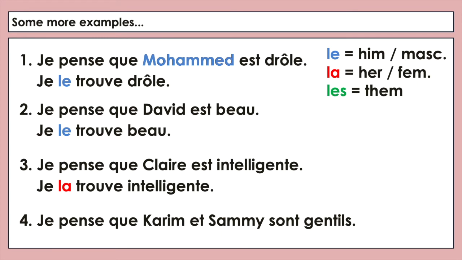And finally, number 4, je pense que Karim et Sami sont gentils. We're talking about 2 people here, Karim et Sami, so we're going to need the them word. Je les trouve gentils. That's just the same as the vegetable or the strawberry example that we first saw.